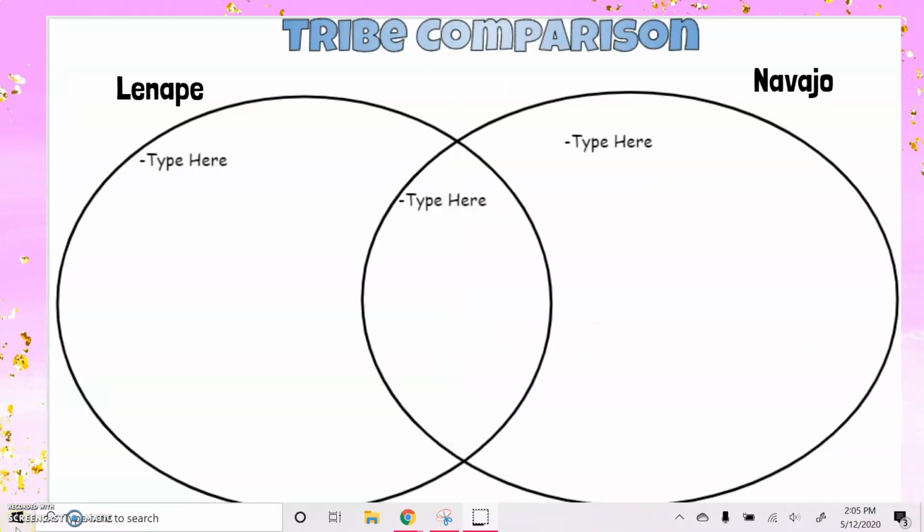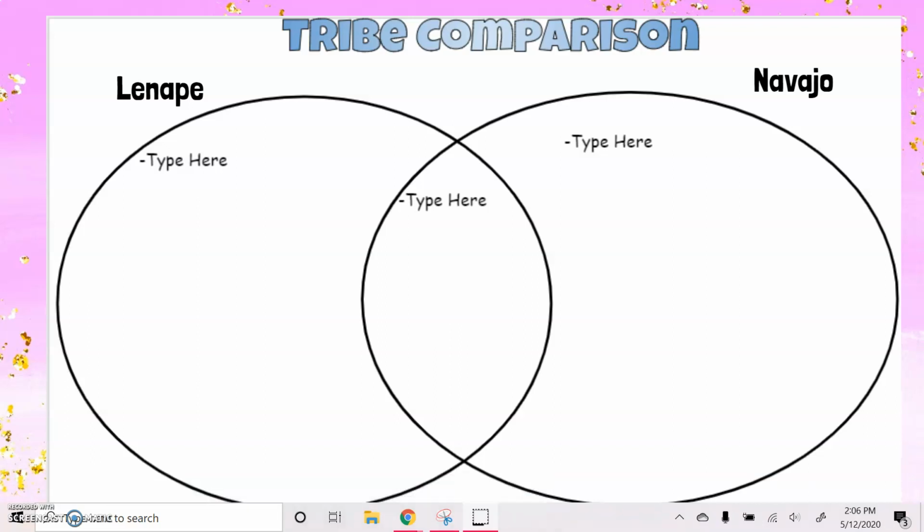Today, I'm going to model for you how to compare and contrast two different Native American tribes. You have been watching videos about the Lenape Native Americans, so I'm going to be using that as our first tribe. And the second tribe that I'm going to use is the Navajo. The Navajo are located in the Southwest. Today I'm going to show you how I'm going to use different text to compare and contrast these two tribes.